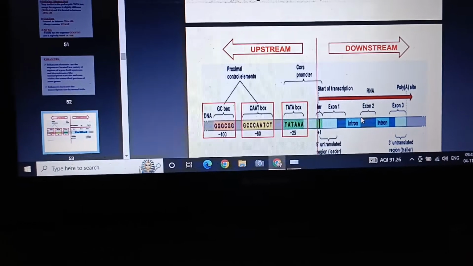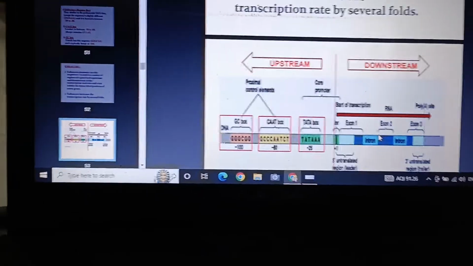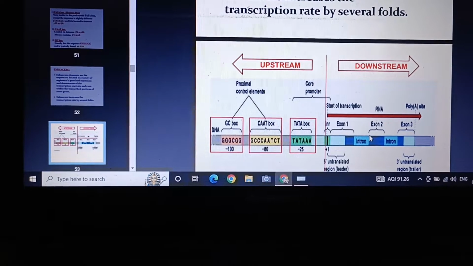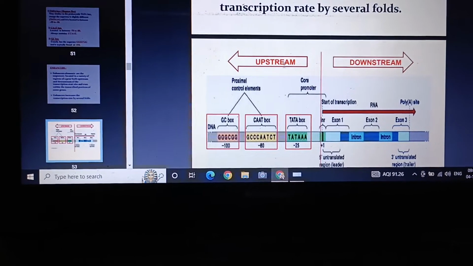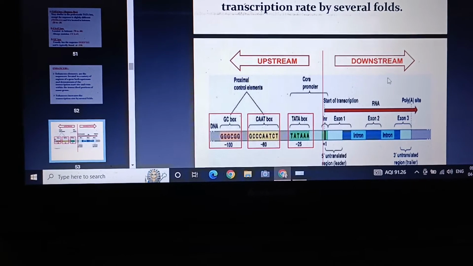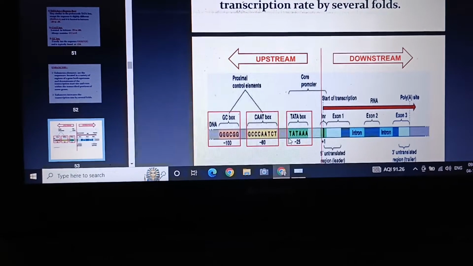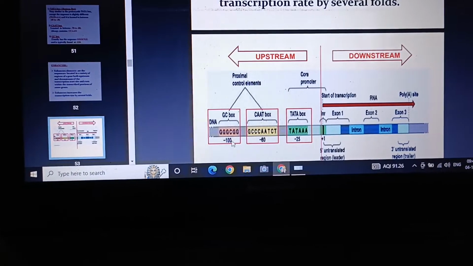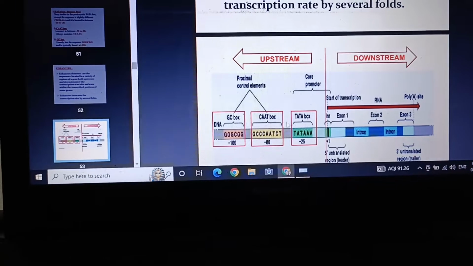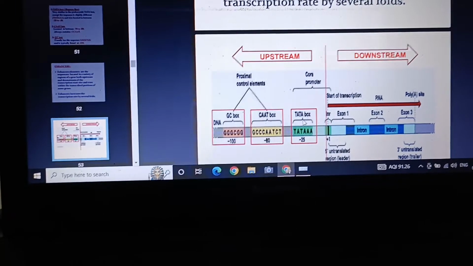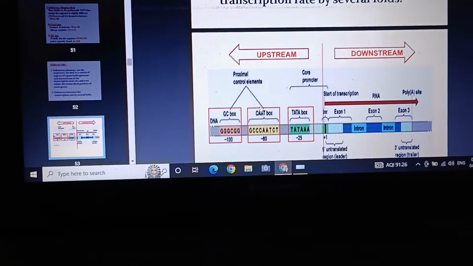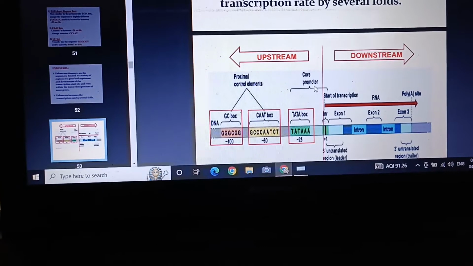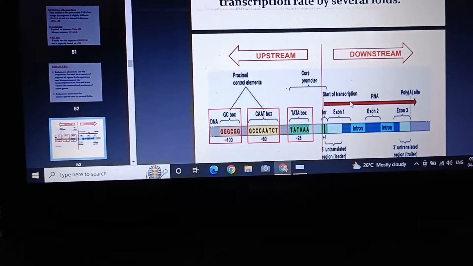They increase the transcription rate by several folds. So enhancers are the main sequences which enhance the transcription rate. So see, this is the upstream region and this is the downstream region. The downstream region is denoted with a plus symbol, and the upstream region with a minus symbol. So first the GC box, CAAT box and TATA box, these are the proximal control elements, followed by your core promoter. After the core promoter comes your transcription start site.